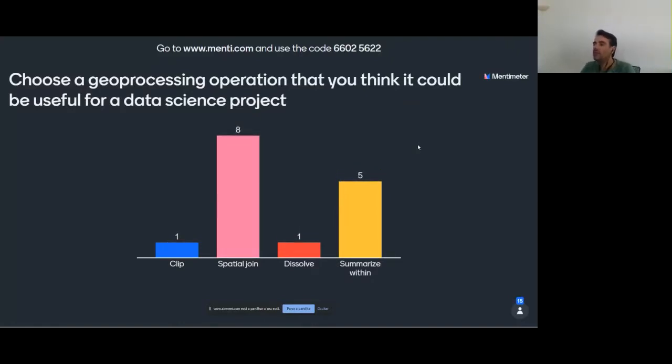Indeed, the ones that you are choosing are very similar to the ones that you already use in data science projects. For example, summarize within is some kind of group by, but where you can use location, and the spatial join is also the same, especially the spatial join where you don't have, for example, a key to link the two types of information, you can use the location to link both datasets, and this could be very useful for your data science projects.